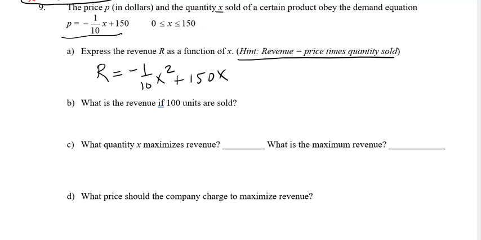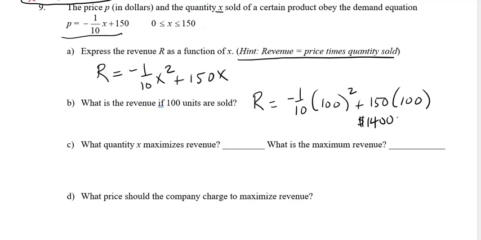What is the revenue? What is R if there's 100 units sold? So that's pretty easy. We just put 100 in for X and simplify. So just go to your calculator if you need to. And I got 14,000 for part B.